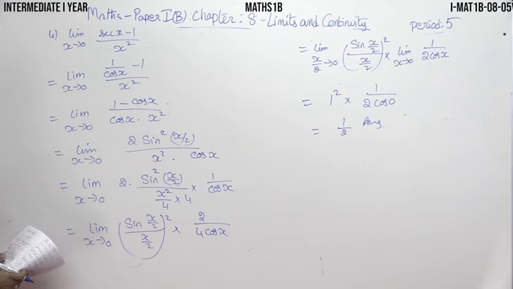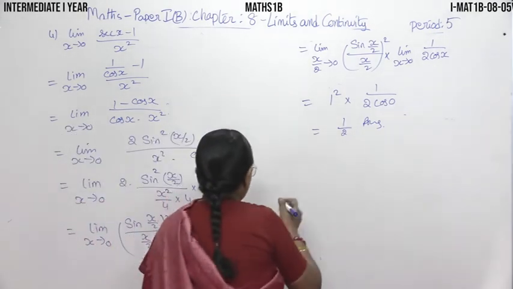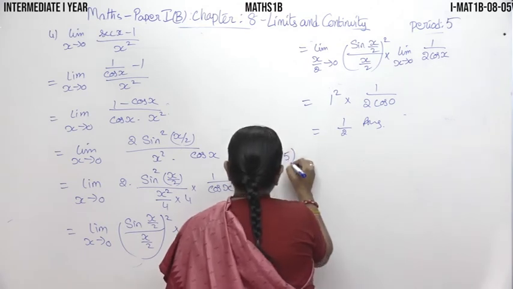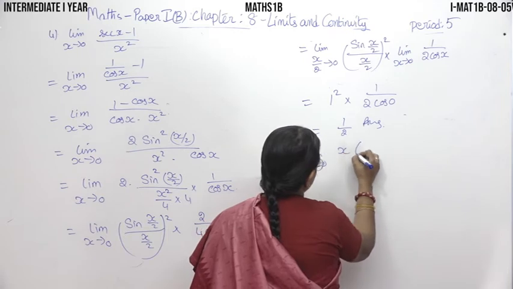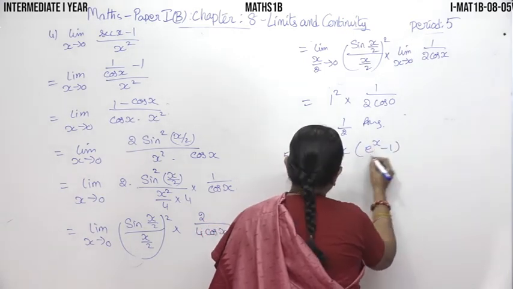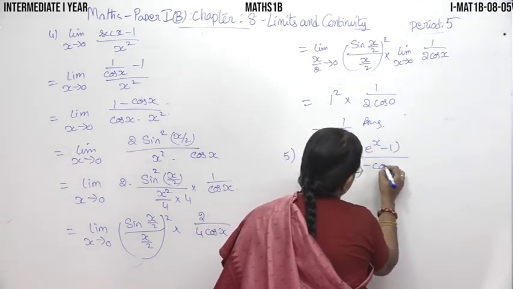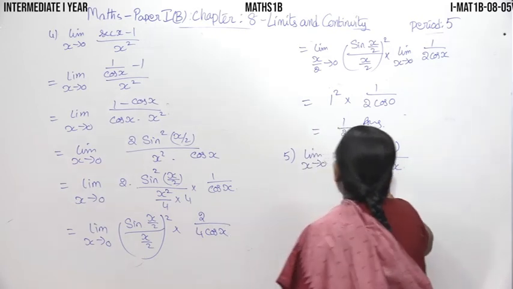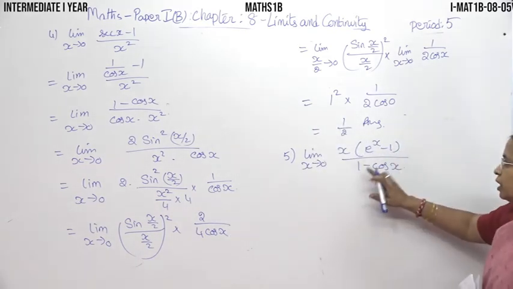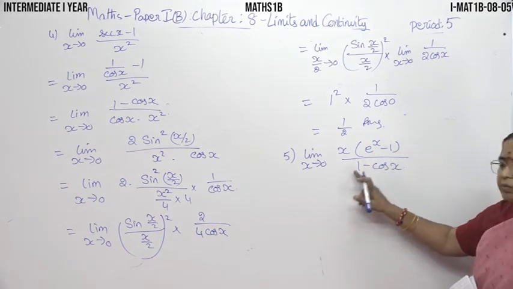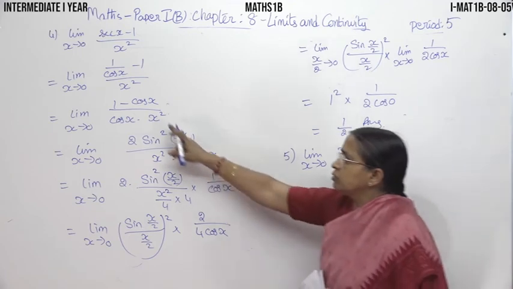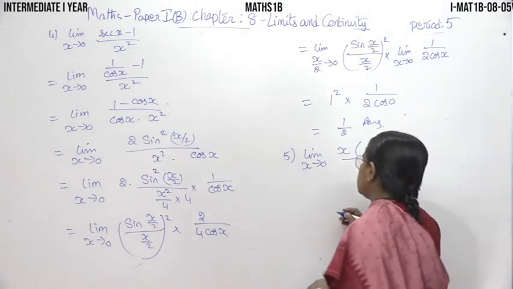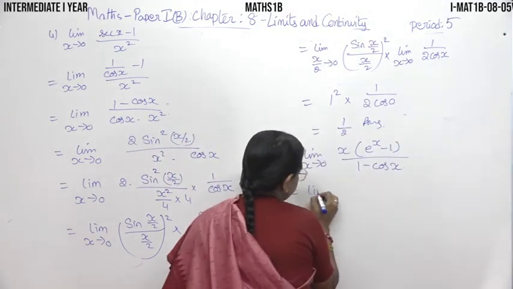Okay, now next problem. Similar problem we do next, fifth problem. This is a very important problem: limit x tending to 0 of x into (e power x minus 1) by (1 minus cos x). Now e power x minus 1 is there, so we should have one x here. E power x minus 1 by x limit is 1. And 1 minus cos x, we have seen, is 2 sin square x by 2. So these two things you have to do here.